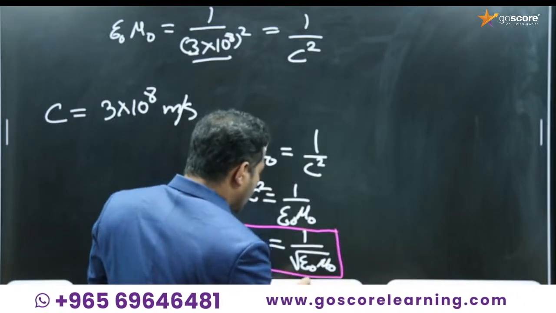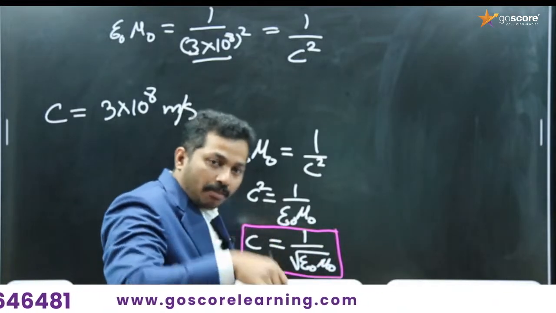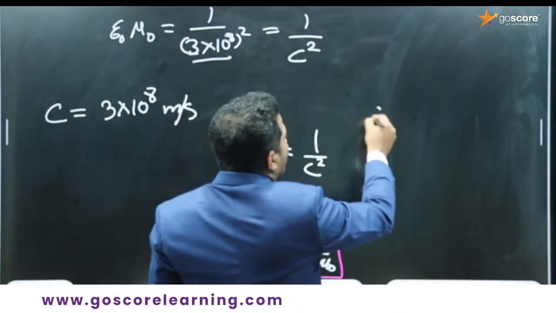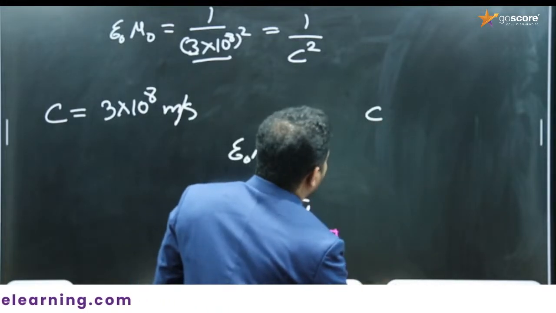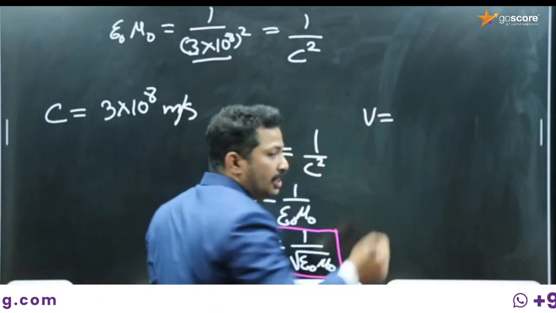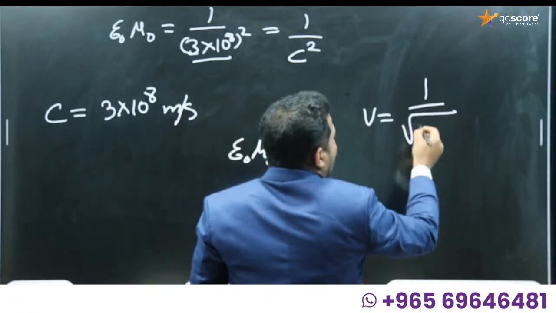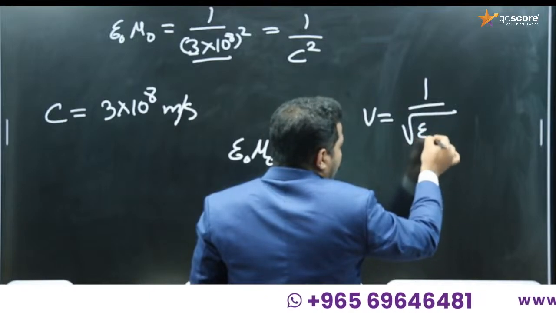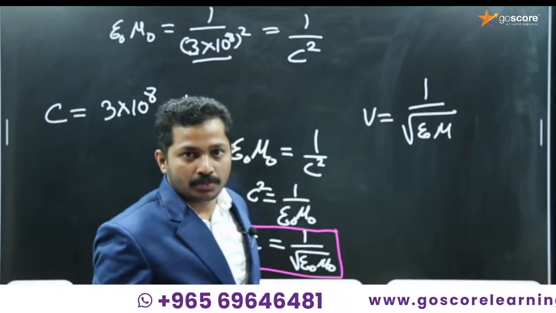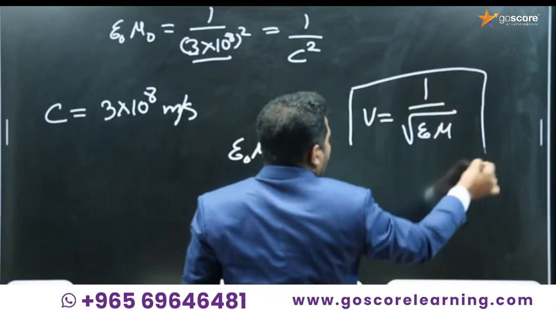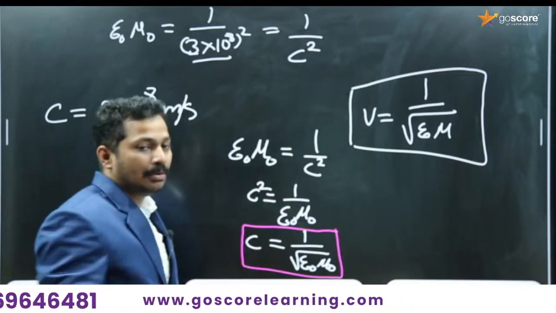Epsilon 0 means permittivity of free space, right? And mu 0 means permeability of free space. For a particular medium, we can simply write the velocity of light in that medium, I wish to write it like V, as 1 by square root of the electric permittivity of that medium into the magnetic permeability of that medium. So this equation is also needed, not for your board exam, but in the entrance exam it may be helpful for you.